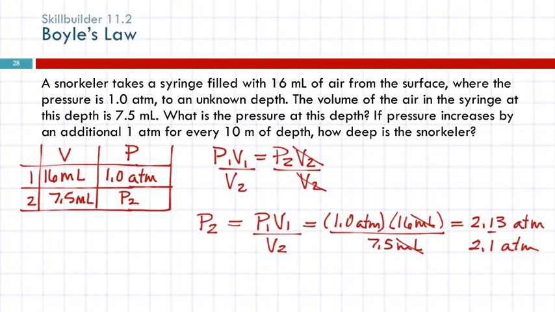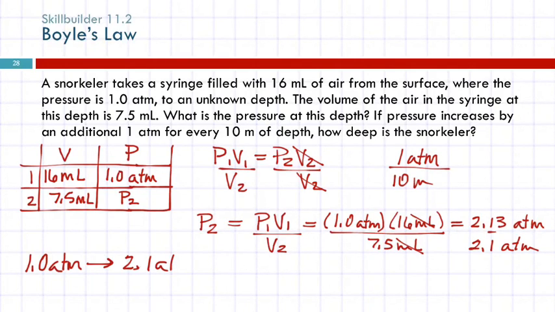Well, if the pressure increases an additional 1 atmosphere for every 10 meters of depth, how deep is the snorkeler? I wouldn't do this to you on an exam. 1 atmosphere for every 10 meters is a conversion factor in disguise. 1 atmosphere per 10 meters. How much has the pressure increased from the surface to where it is now down in the water with the snorkeler? We started at 1.0 atmospheres and we have gone to 2.1 atmospheres.